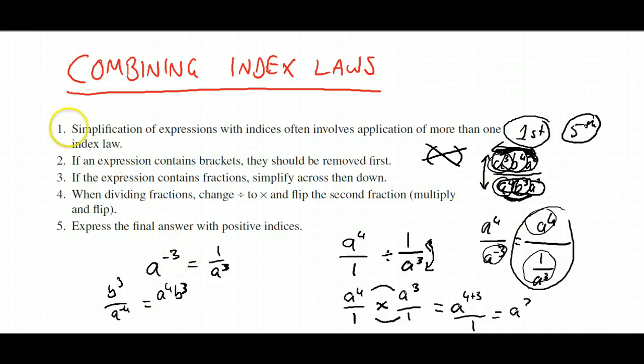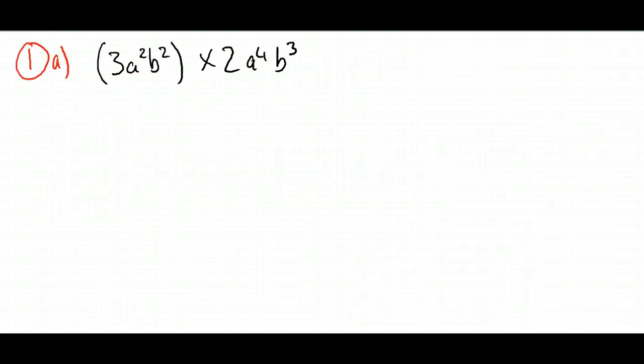Okay, so let's do some worked examples of those that will require us to use these 5 rules for combining index laws. Okay, here's our first problem. So we've got something inside some brackets, and that's been raised to a power, and then it's been multiplied by this thing over here. So the first thing that we should do is get rid of those brackets.